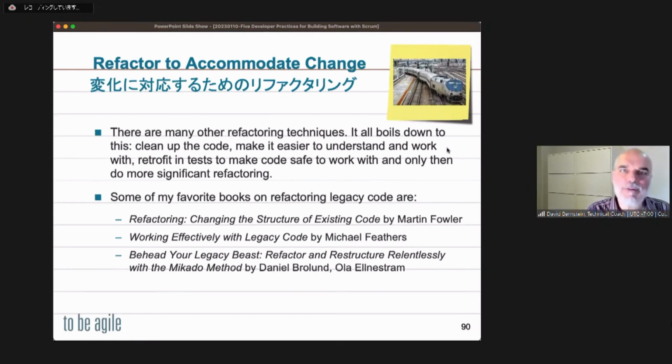These are my 3 favorite books on the subject. I already talked about Martin Fowler's book, Refactoring. Michael Feathers wrote a great book with a bunch of techniques called Working Effectively with Legacy Code. And another book that I really like is called Beheading Your Legacy Beast. And not to forget to mention my book, which really takes a different approach with working with legacy code and talks about the reasoning behind it.